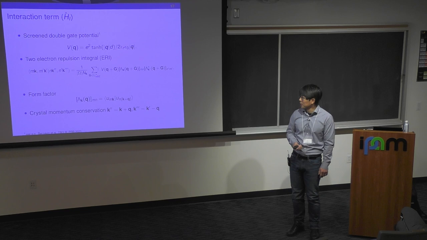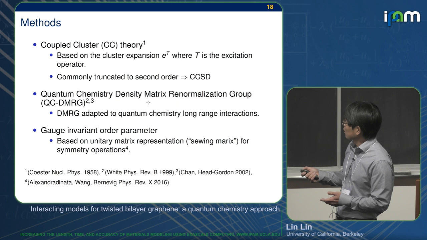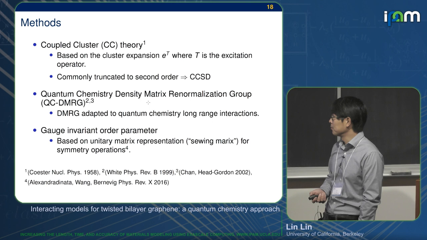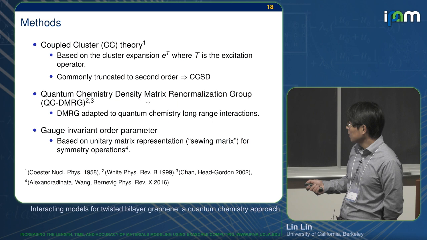You can solve it with coupled cluster. Most of the implementation is based on PySCF, developed by Garnet Chan's group. Coupled cluster is based on the cluster expansion e to the T, where T is the excitation operator. Commonly you need to truncate this T, such as singles and doubles, CCSD, which is one of the most commonly used methods. We also use the quantum chemistry version of the DMRG, which is adapted to quantum chemistry long-range interactions.